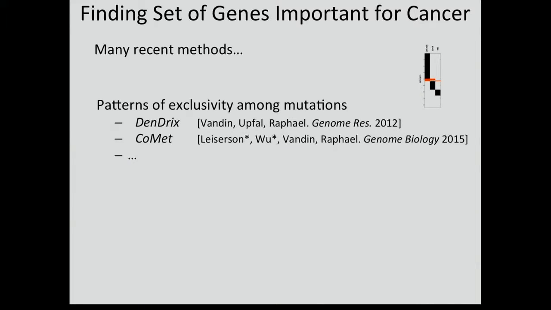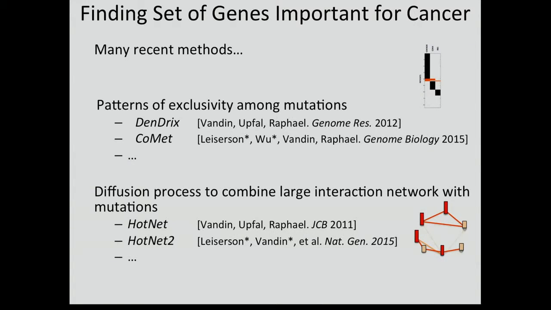And the second class of methods are methods that try to combine an interaction network with mutations to identify the significantly mutated subnetworks. And I've contributed to this with the method called HotNet, and with this improvement, HotNet2, that is joint work with Max Leiserson.